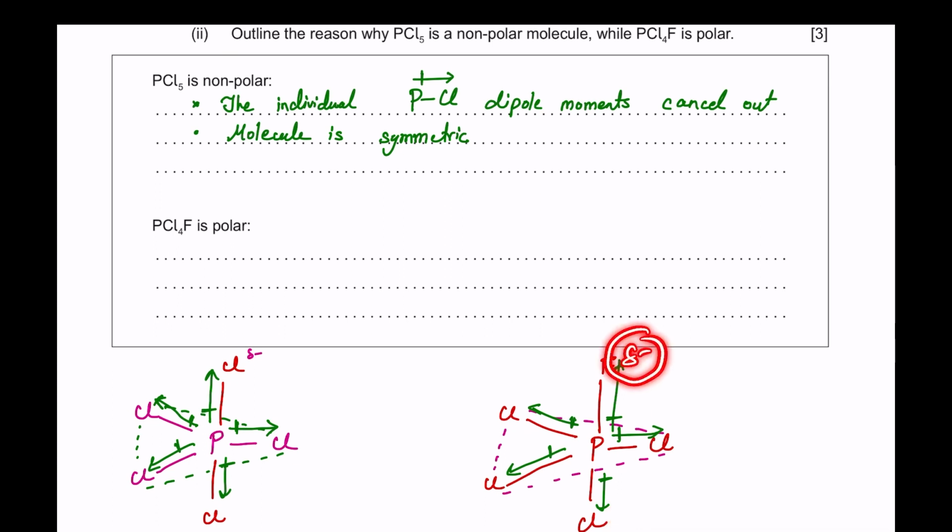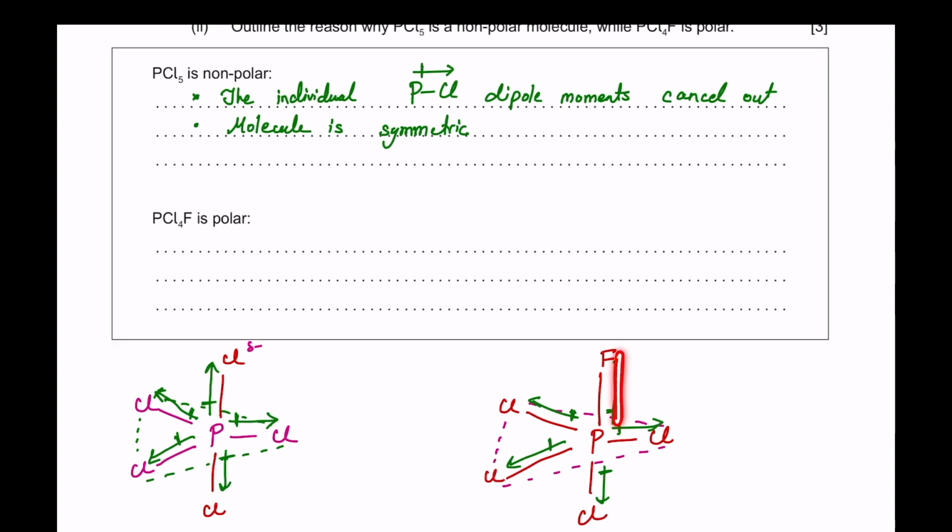But the magnitude of the delta minus charge on fluorine will be more because it's more electronegative. So the dipole moment directed towards fluorine will be greater in magnitude than the dipole moment directed towards chlorine. So there is a little bit of unbalanced dipole moment in the PF direction. That's why the dipoles won't cancel out completely. There would be a little dipole moment left which is unbalanced. Hence PCl4F is polar in nature.